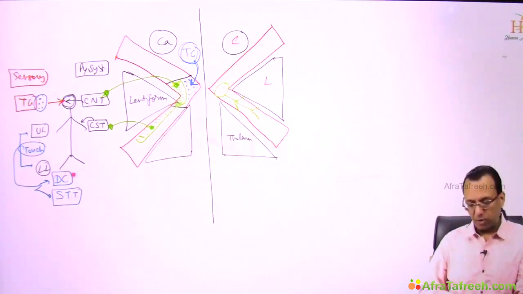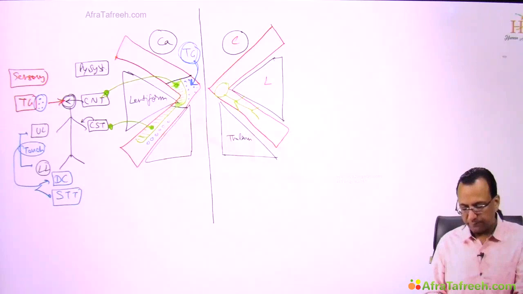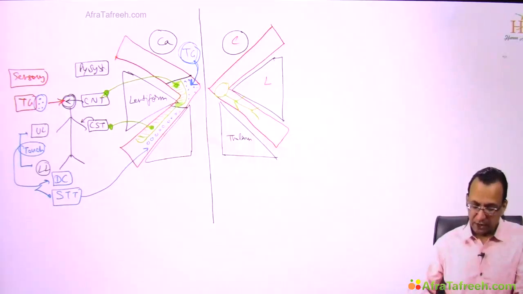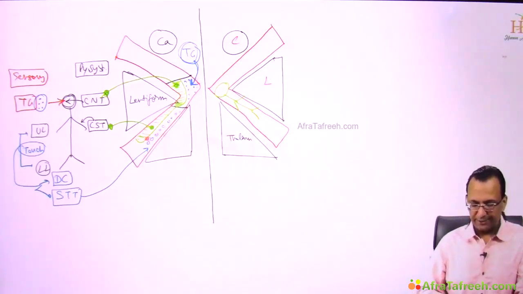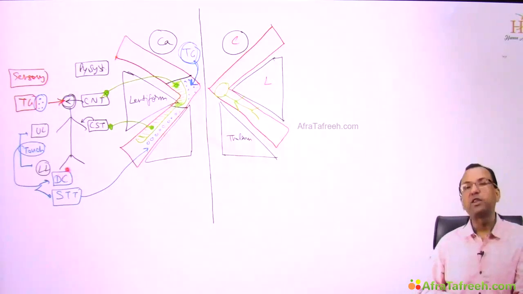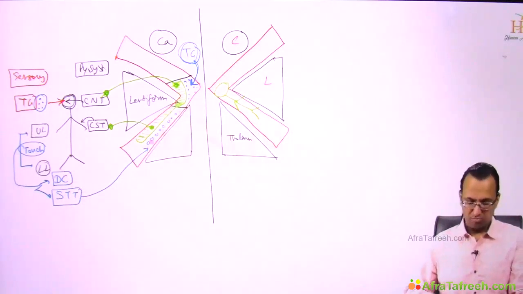So the dorsal column and spinothalamic tract, where are the fibers passing? Obviously in the posterior limb of the internal capsule, but more medially. Remember, sensory fibers are more medial. The point is that the dorsal column pathway and spinothalamic tract pathway, which carry touch sensation of the upper limb, lower limb, and trunk region, will be running more medially.